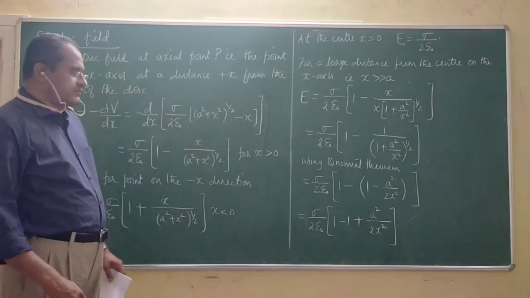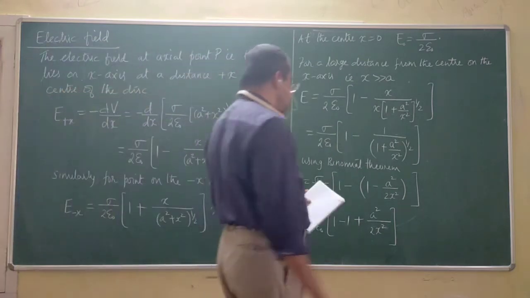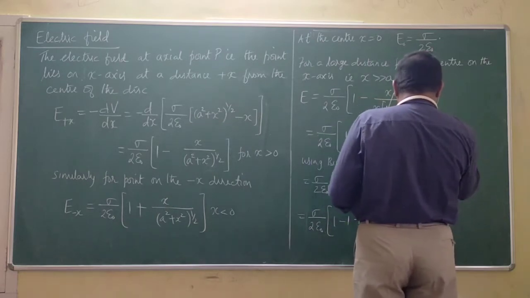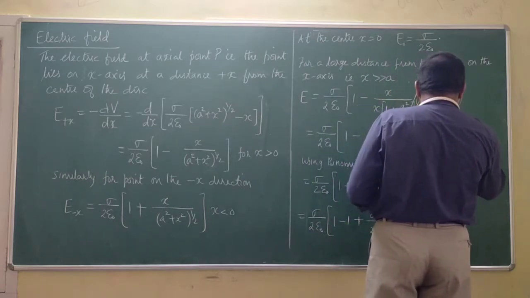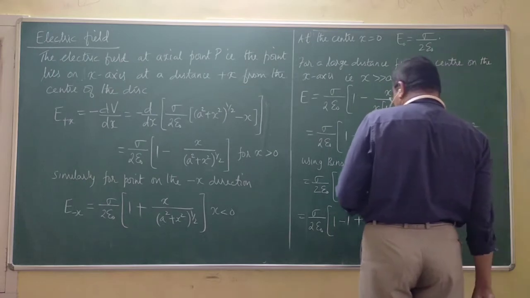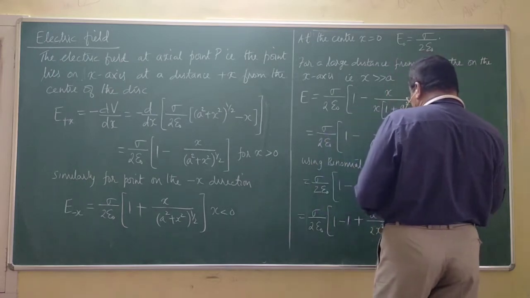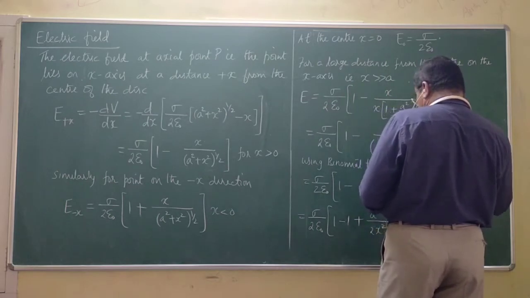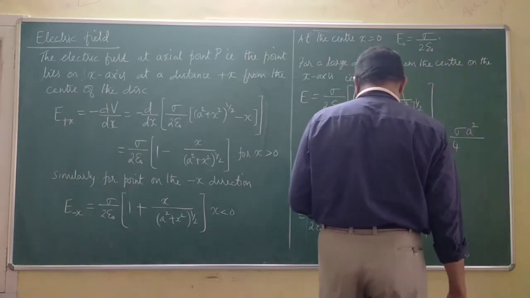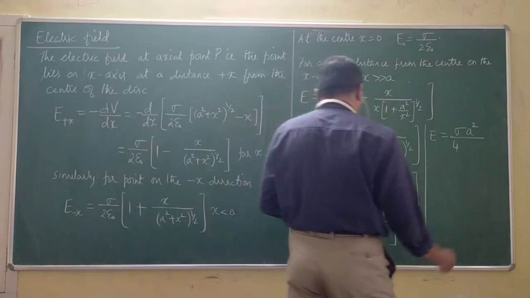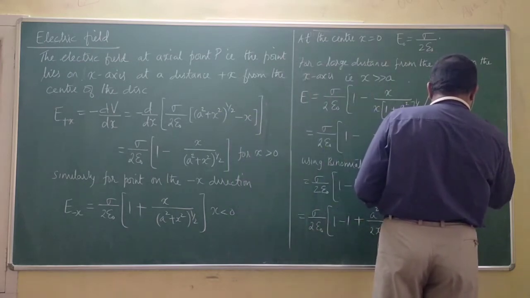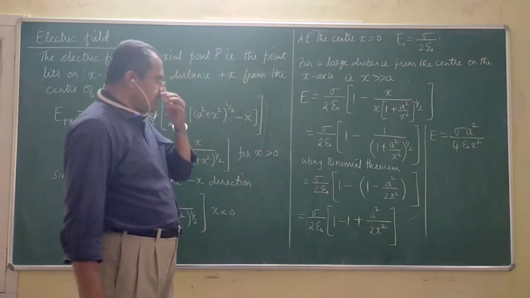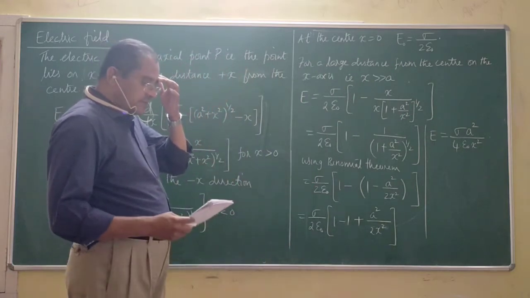1 minus 1 will go off to give me an expression as E is equal to sigma a squared upon 2 into 2, 4 epsilon naught x squared. This is what I get. Am I right, sir? Am I right? No.